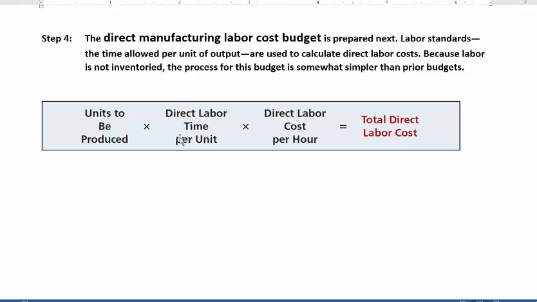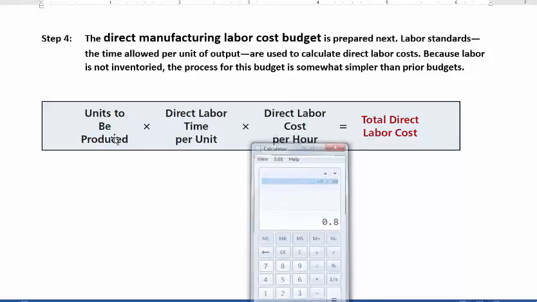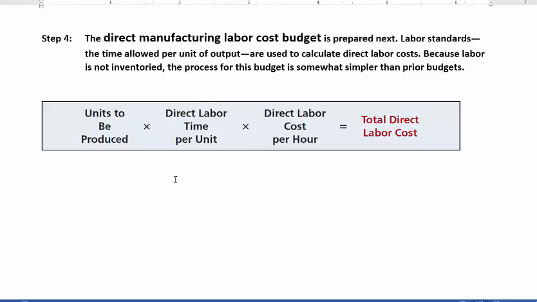If it's a 48-minute item, do your calculation. 48 minutes out of 60 equals 0.8 of an hour. So you may have to do a calculation in order to come up with your direct labor time per unit. Multiply those two together and then multiply that times that hourly rate that HR helps us put together. This gives us the total direct labor cost per unit.